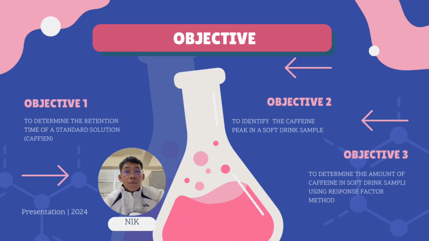The objective is to determine the retention time of a standard solution, to identify the caffeine peak in a soft drink sample, and to determine the amount of caffeine in the soft drink sample using the response factor method.